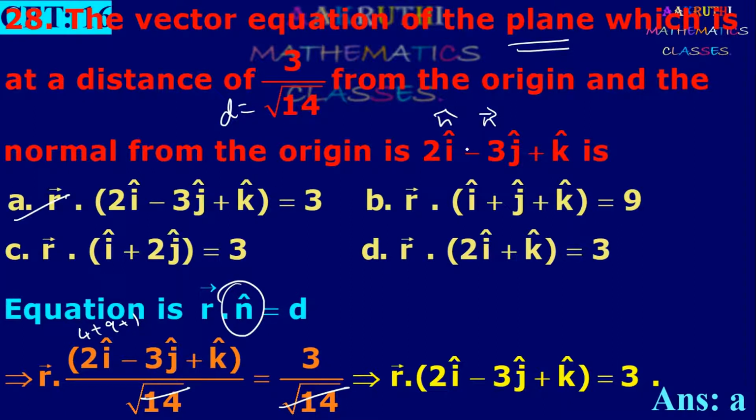So here distance is given and normal vector is given, and the formula is r vector dot n cap equal to d where n cap is a unit vector. To find the unit vector we have to divide the given vector by its magnitude, and here n cap equals 2i minus 3j plus k divided by root 14 and d is 3 by root 14. Root 14 cancels and the required answer is r vector dot 2i minus 3j plus k equal to 3.